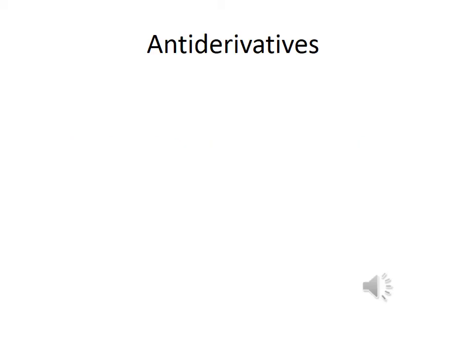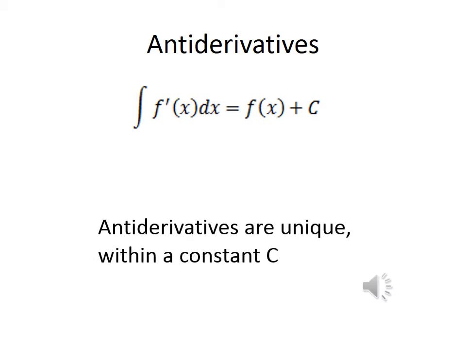Hi everybody. As we saw in class, when we find the antiderivative of f prime of x, we get this expression. The antiderivative of f prime of x equals f of x plus c. And we showed that the antiderivative is unique in the sense that if two functions, f and g, are both antiderivatives of the same derivative, they have to be the same function within a constant c. We express this idea in math like this.